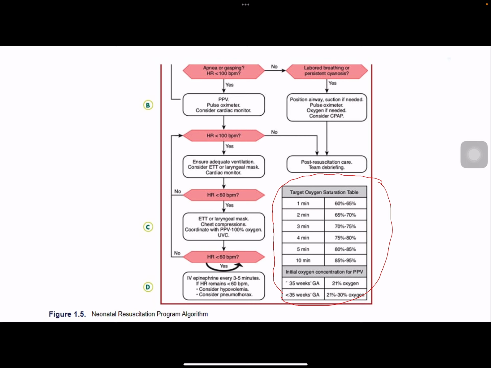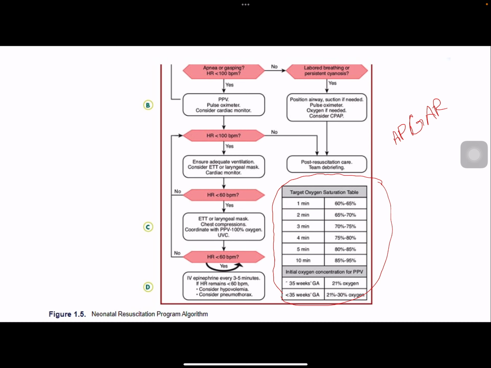So that's why it is important to just start a timer when you're doing the Apgar score. Okay, there is a timer in the machine. So you just need to know at what time what the oxygen saturation is, so then you can know what is going on.